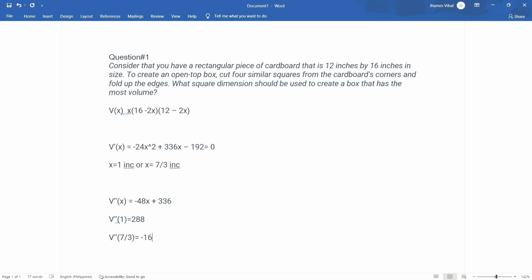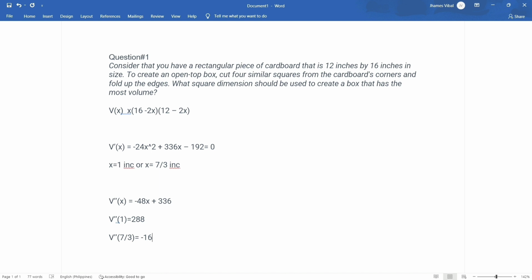Step 6. Check the feasibility of the solution. The side length of each square must be less than or equal to half the width and half the length of the cardboard, which are 8 inches and 6 inches respectively. Therefore, the maximum value of x we can use is 3 inches.